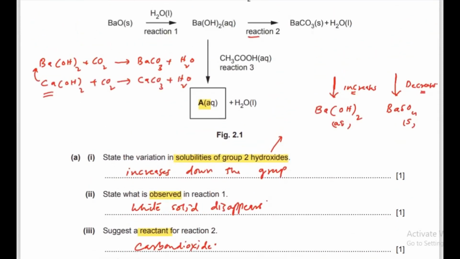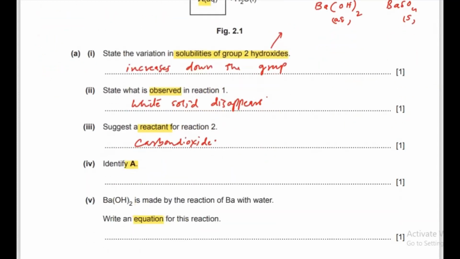Identify A. So A is a reaction of this acid with the barium hydroxide. This is ethanoic acid. This contains CH3COO negative ion and barium 2 positive. If we exchange the numbers without signs, we'll get the formula, which is barium ethanoate. So this is barium ethanoate, (CH3COO)2Ba.